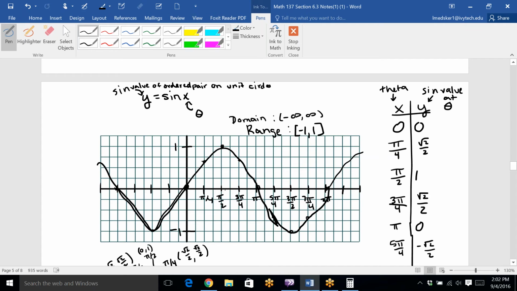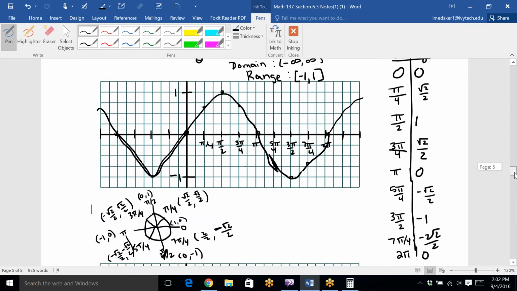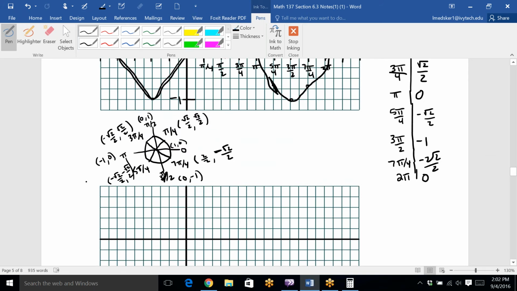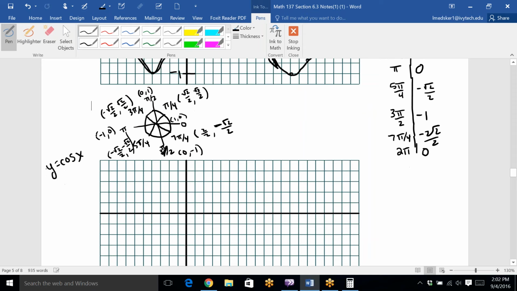We'll talk about the symmetry in a minute, so we'll come back to that. Okay. Sorry, got sidetracked. I'm actually going to leave my unit circle there because this helps me with my cosine function. So here we're doing cosine of x. Need to make another little table of values.